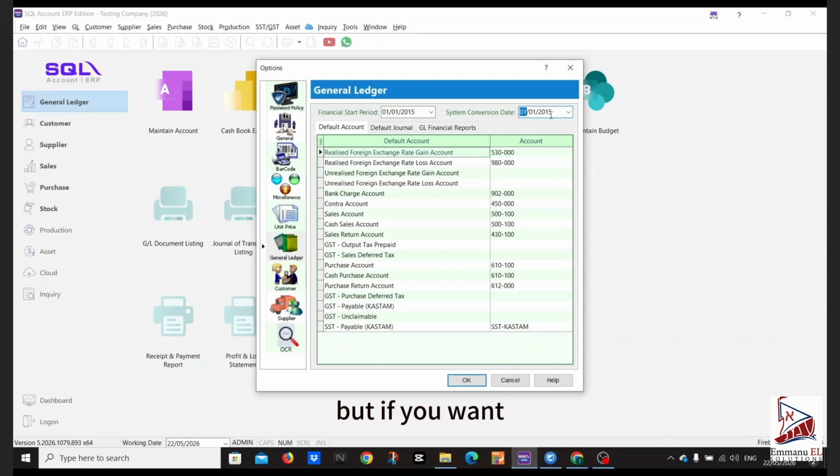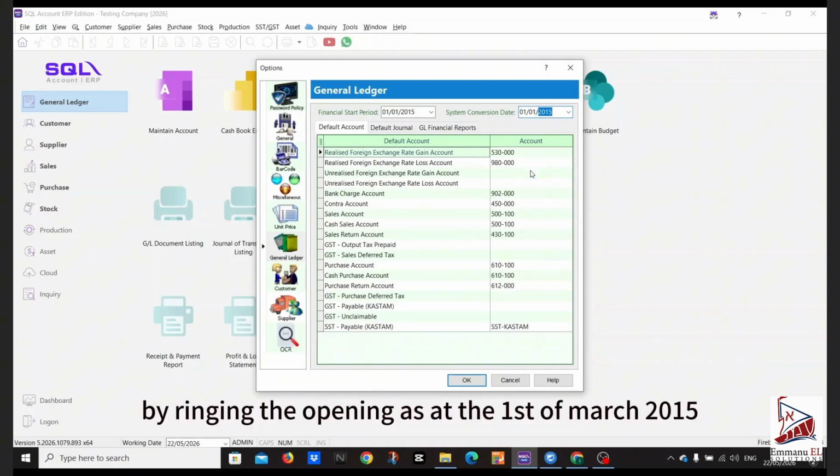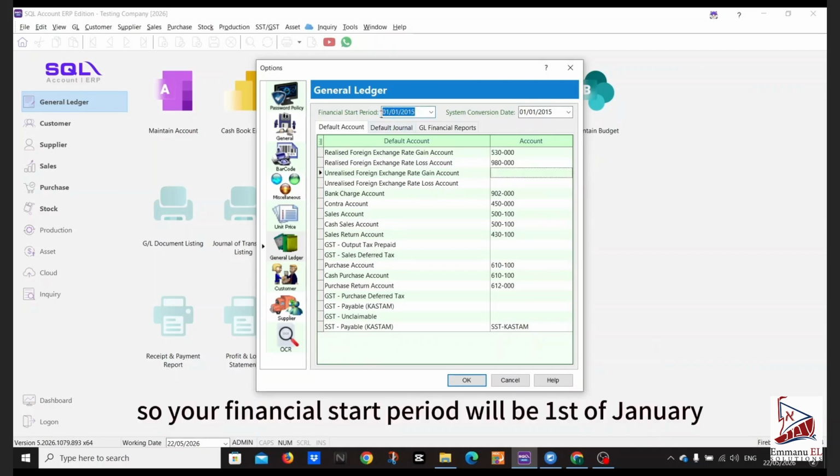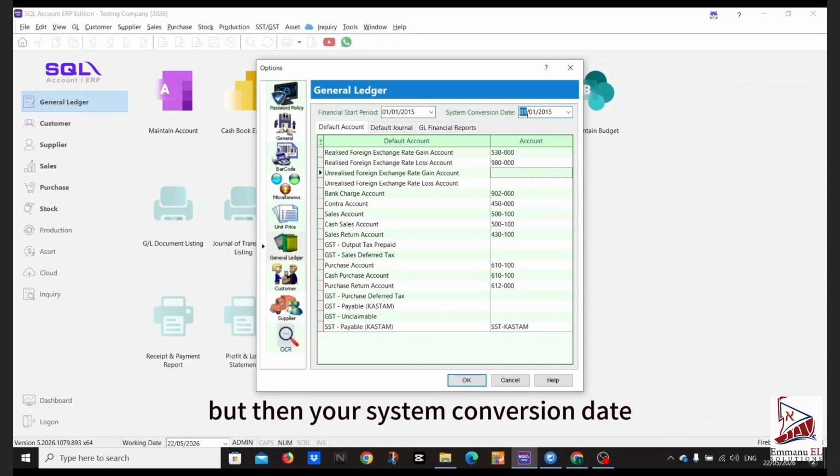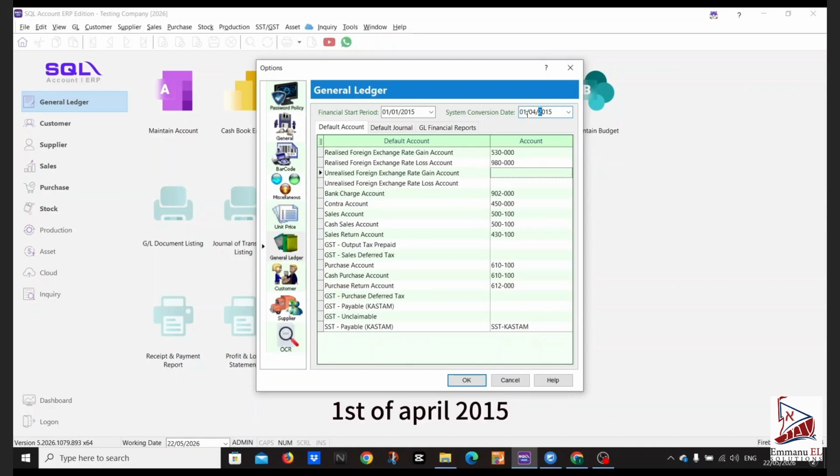But if you want to start your transaction by bringing the opening as at 31st of March 2015, so your financial start period will be 1st of January, but then your system conversion date should be keyed in under 1st of April 2015.